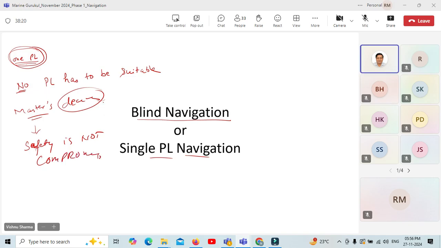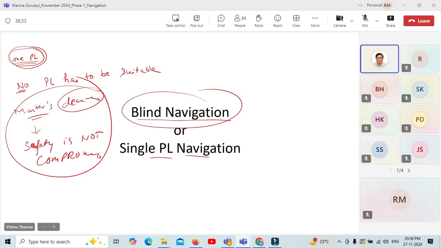Okay, this is the reality. But since in the exam somebody will be testing you academically, the PL will be suitable. And if such a thing comes, then you'll call it blind navigation or single PL navigation and deploy the method that we shall learn now. Any questions about the introduction to the method, guys? Any questions you would like to ask about the introduction to the method?